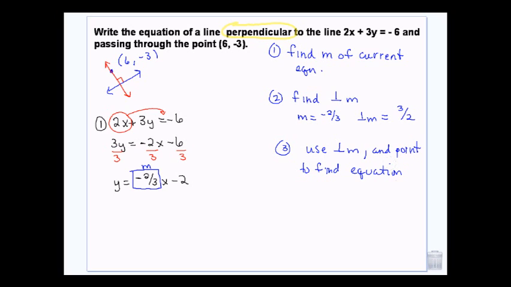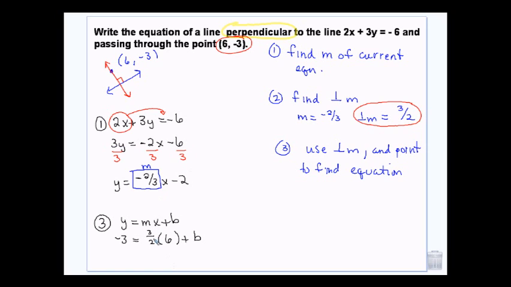Okay, so here's our point. Here's our perpendicular m. We're going to use these two things to find the equation of this line. So that was step 2, here's step 3. So I use y equals mx plus b again. Y is negative 3. M is 3/2. X is 6. I don't know b.